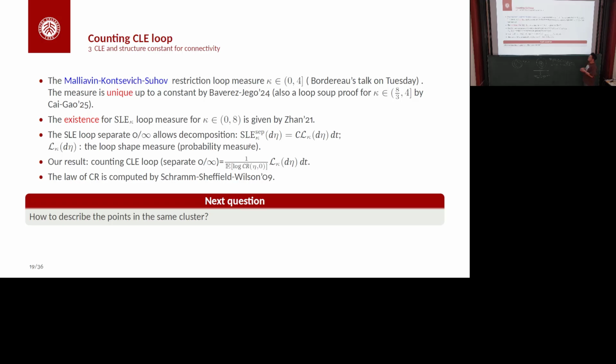Yeah. The formula of the conformal radius was found by Schramm, Sheffield, and Wilson. It depends on kappa. It's a constant. In our work, this constant is important. We will see later why it is important. Then the next job: I already described how to choose a cluster. To choose a cluster, I first use the counting measure to sample a loop and consider the inscribed carpet. The next job is how to describe the points in the same cluster.